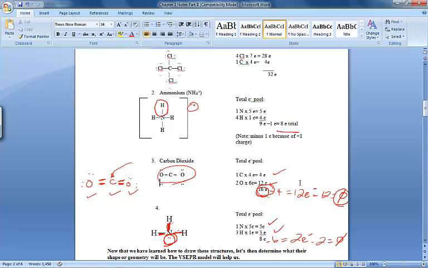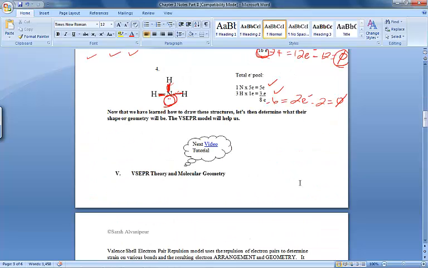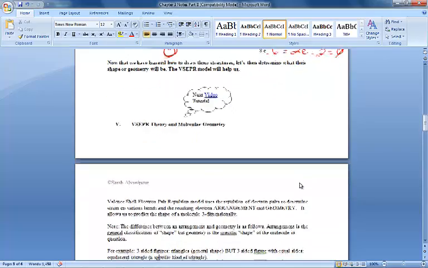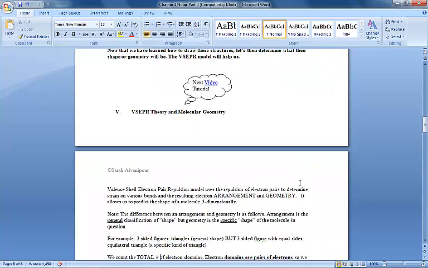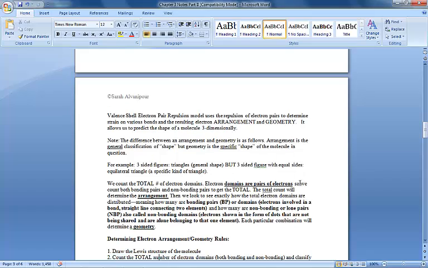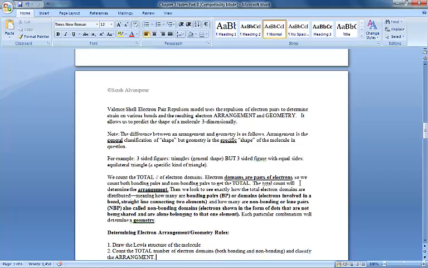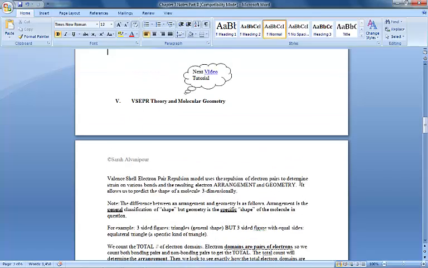Alright, moving in line with that, after drawing these structures, how then do we look at their 3-dimensional structure? How do we take this 2-dimensional structure and apply that to a 3-dimensional image? Well, what we use is the VSEPR model, which basically stands for valence shell electron pair repulsion. And this only uses valence shell electrons.